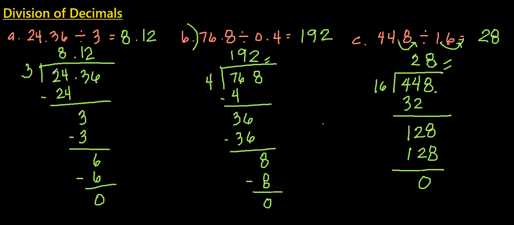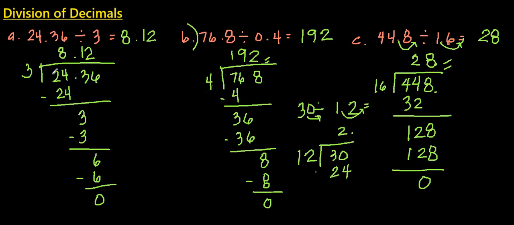We still have a lot of time. Let's try another example. 3 divided by 1.2 equals. So let's move the decimal 1 place to the right. So let's have 30 divided by 12. So 2, 24 minus. So 2.5 is the final answer.